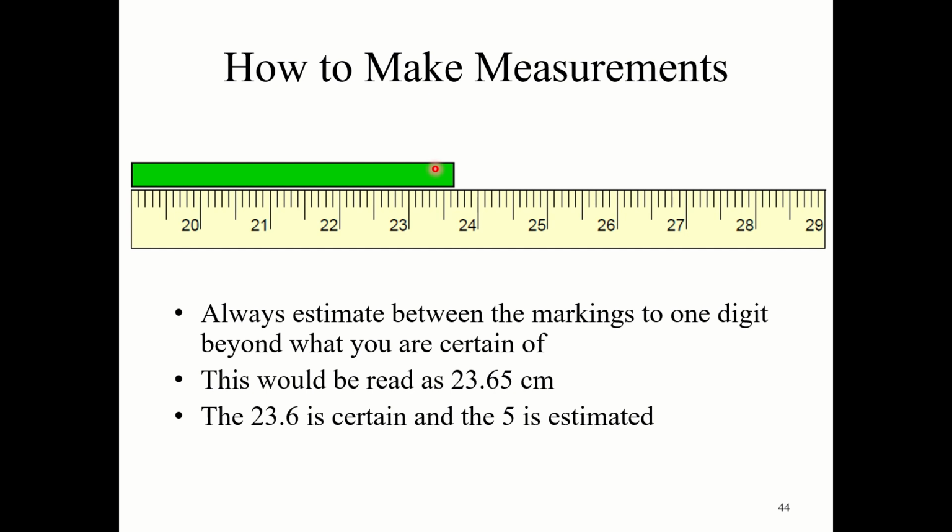So I am certain that this green bar is at least 23.6 centimeters long. But that final reading there, I don't know exactly where it is, right? It falls somewhere in between 23.6 and 23.7. So you want to estimate between those markings to 1 digit beyond what you are certain of. So this would be read as 23.65 centimeters. The 23.6 is certain, and then that 0.05 at the end is estimated.